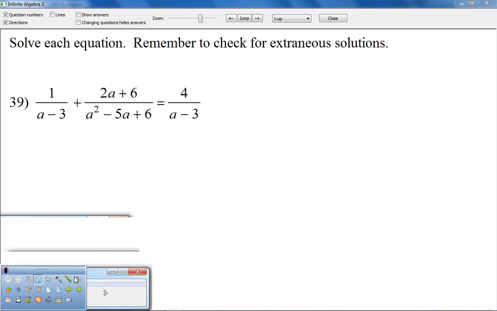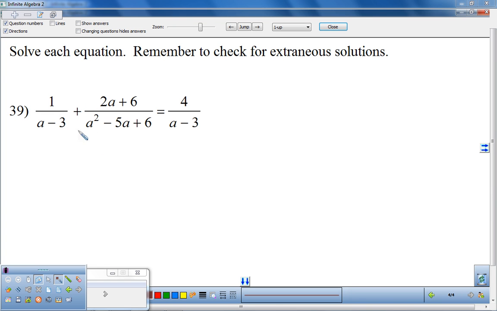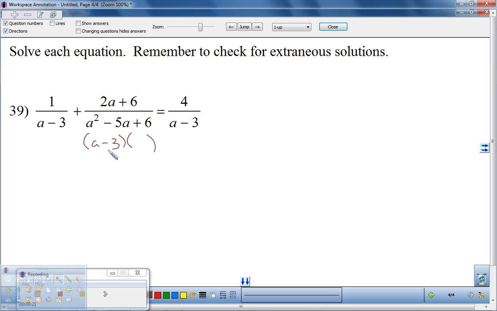All right, here we're solving, but we have a rational equation. So it's just like any other fraction. You need the denominator to be the same. So I'm gonna factor this to see what the difference is between this and these two, the a minus 3. So I'm gonna assume that a minus 3 is a factor.